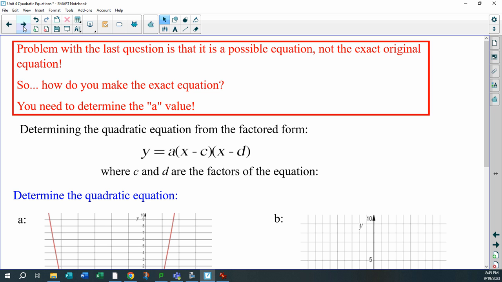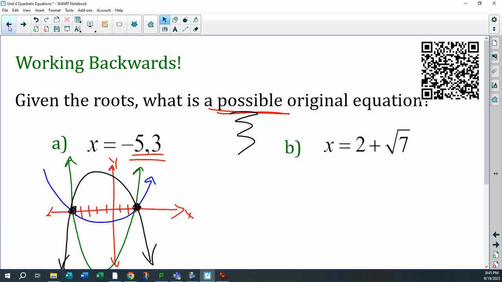The problem with the last question is that it's a possible, not the exact original. So how do you figure this out? You've got to figure out the A value. Look back at all the different A values. For a wide graph the A value is going to be small. For a narrow graph the A value is going to be big. And for this black graph, the A value is going to be negative something. We don't know what it is, so we need more information to do that.